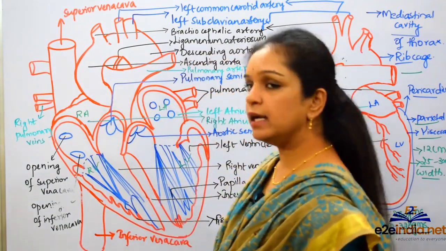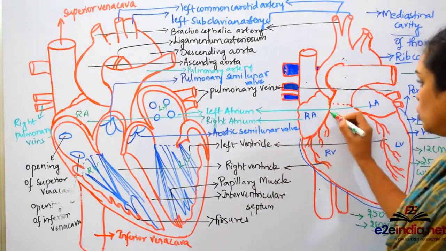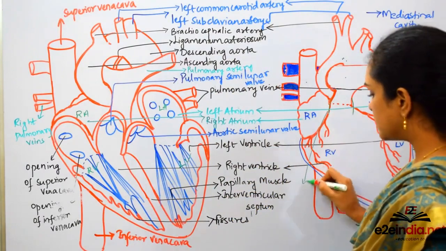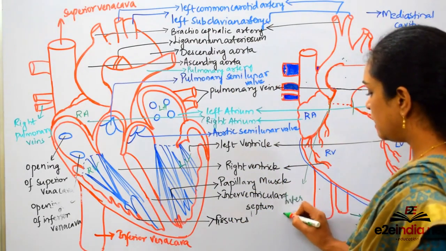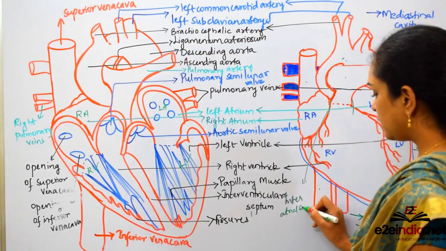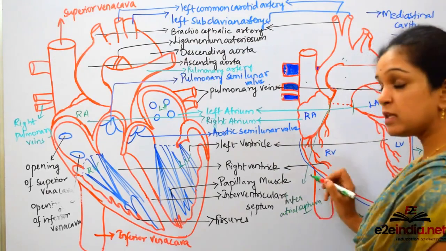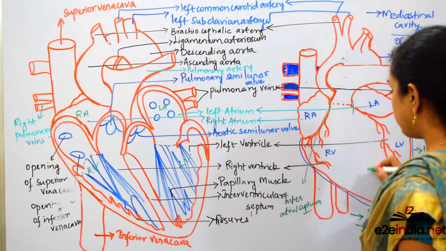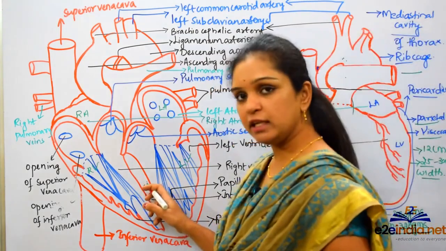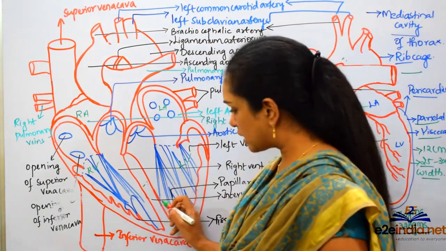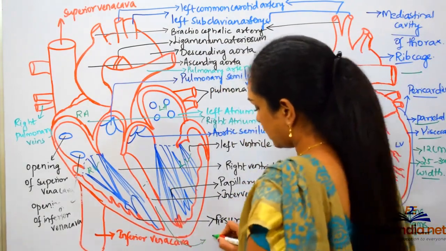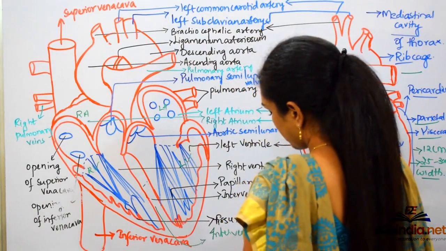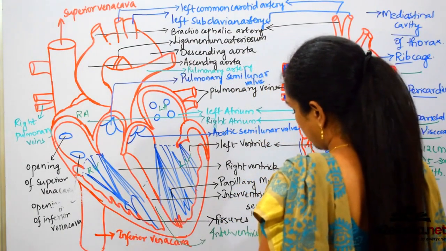How they are divided, let us now have a look. The two atria are separated by a muscular wall which is called the interatrial septum. That means in between both the atria there is a muscular wall called the interatrial septum. Similarly, in the internal structure, in between both the ventricles there is another septum which is called the interventricular septum.